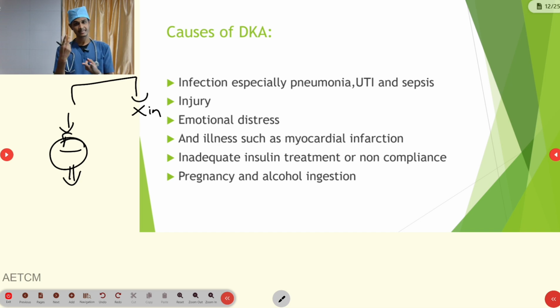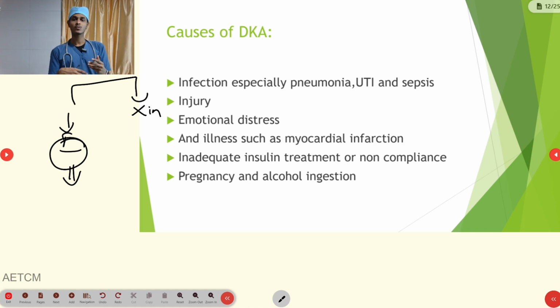Or there will be skipping of insulin doses. For the past 3 or 4 days or 1 week, the person may skip the insulin dose. Or there can be another state called a non-compliant state. Those are the three things that can occur in people under insulin therapy.